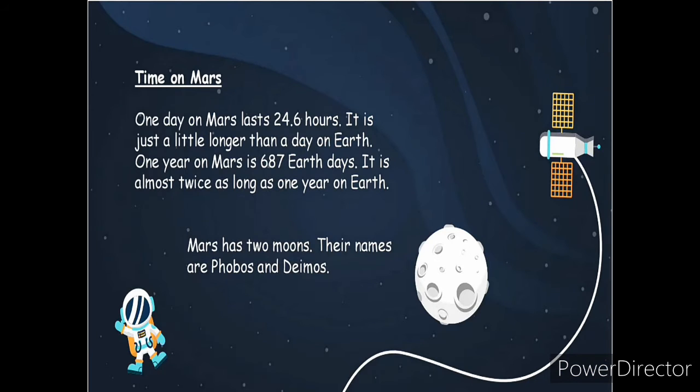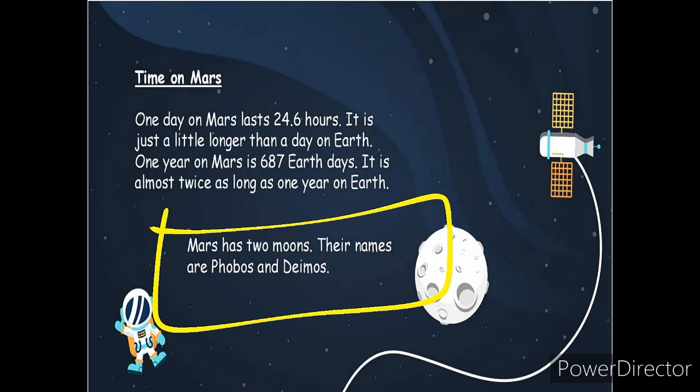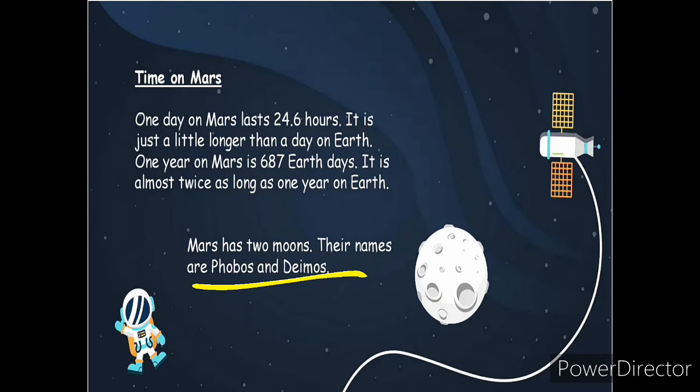Next, time on Mars. Video is getting longer, right? So time on Mars, 1 day on Mars lasts for 24.6 hours. Okay, a bit more than Earth, only a little bit more. Okay, and Mars has 2 moons which are confirmed. We do not know if there are more or not, but 2 moons are confirmed, that are Phobos and Deimos.